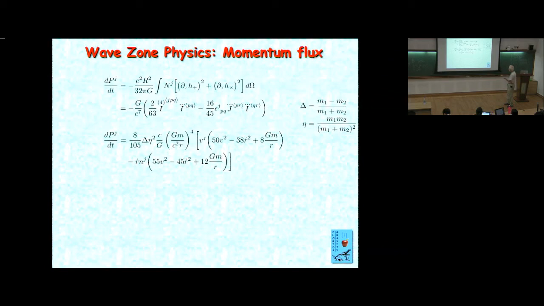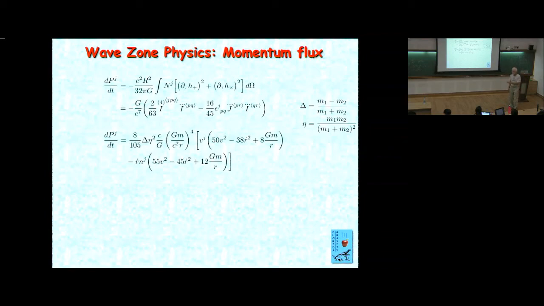And then for a binary system, this is the result. Delta here is the difference between the two masses over the total mass. Eta is, again, our symmetric mass ratio, and the usual factors, GM over c squared r to the 4th power, and then a bit parallel to the velocity of the particle, the orbital velocity, and another bit in the radial direction, but multiplied by r dot. So that's the formula for the momentum flux from a binary system.